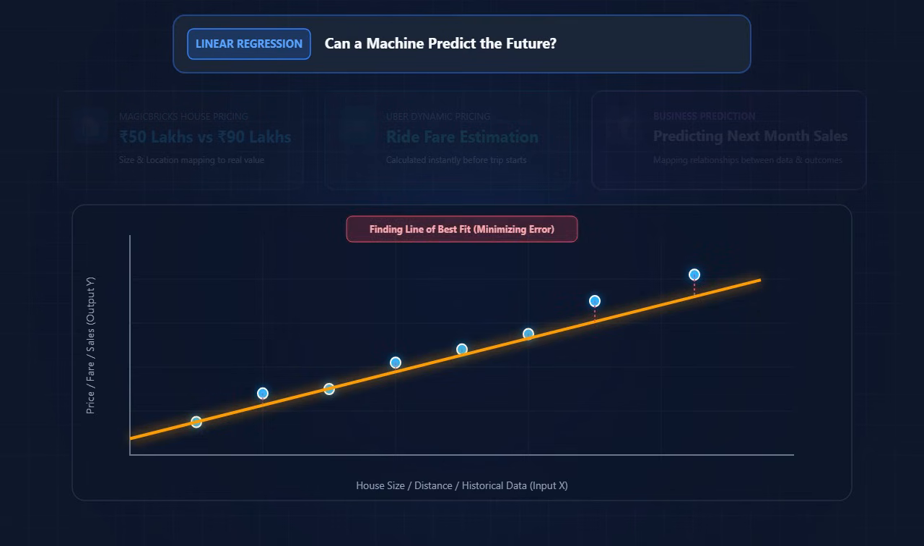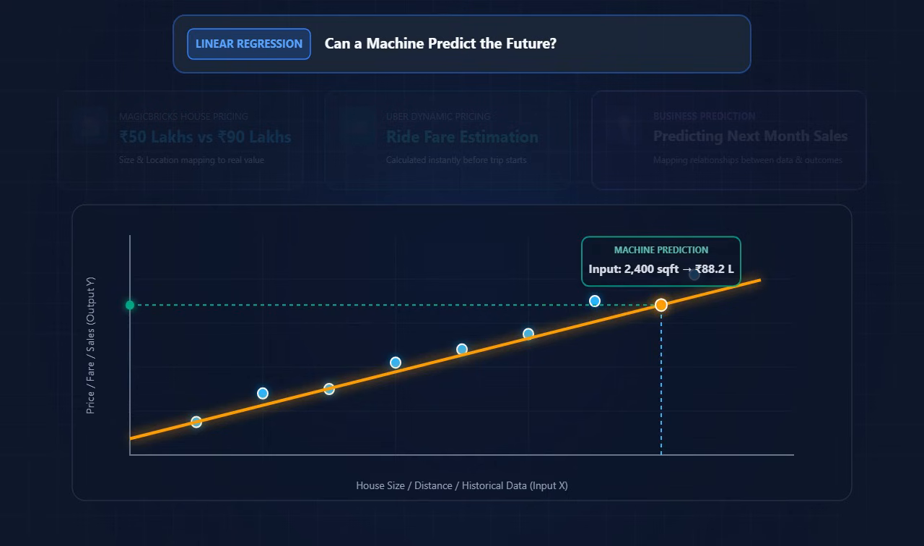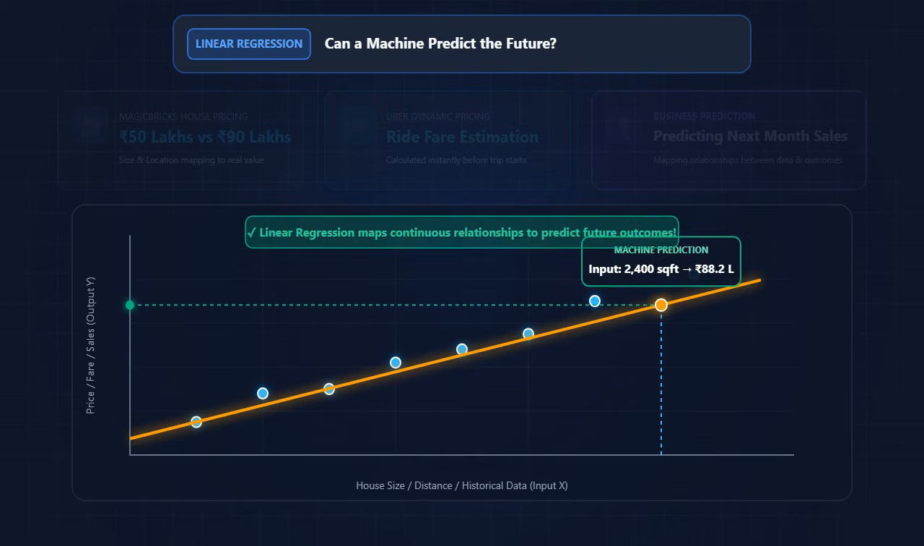Can a computer learn the relationship between data and make predictions? Yes, and one of the simplest machine learning algorithms that makes this possible is linear regression. Today, we'll understand linear regression from absolute scratch.